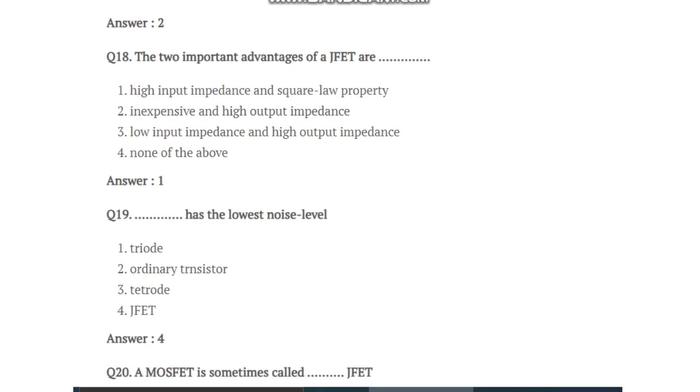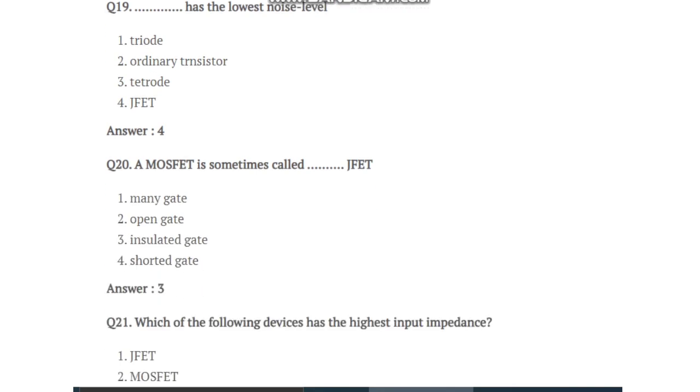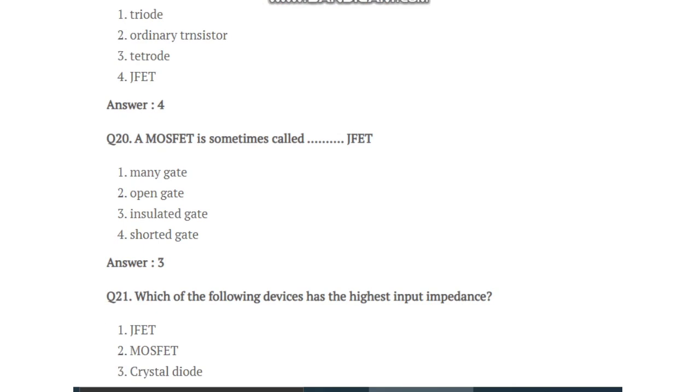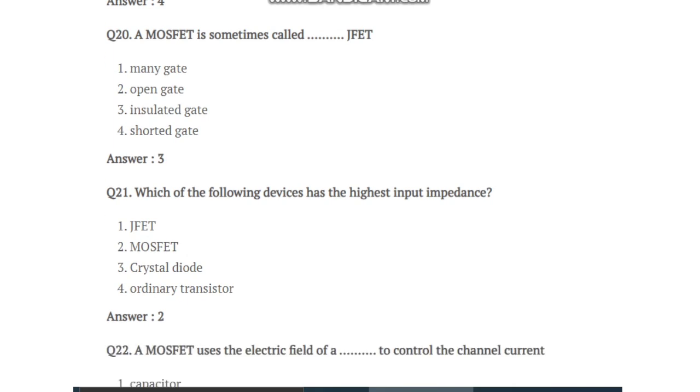Question number 18 is, the two important advantages of JFET are high input impedance and square law property. That is first. Dash has the lowest noise level. JFET has lowest noise level. The MOSFET is sometimes called as insulated gate JFET.